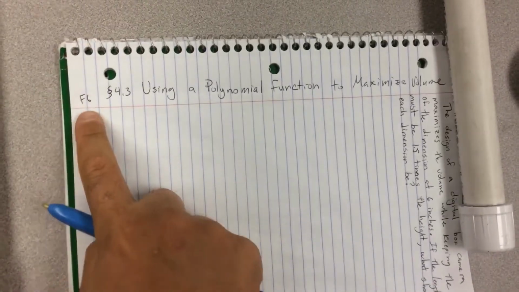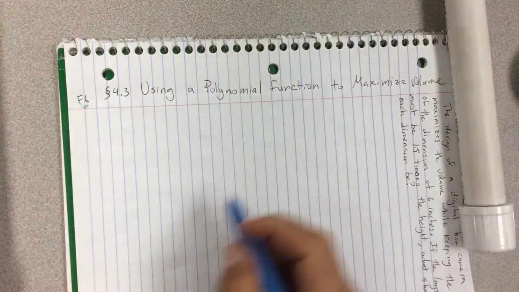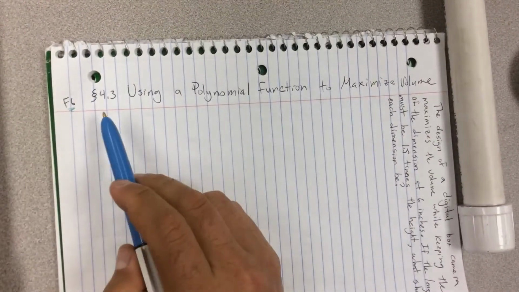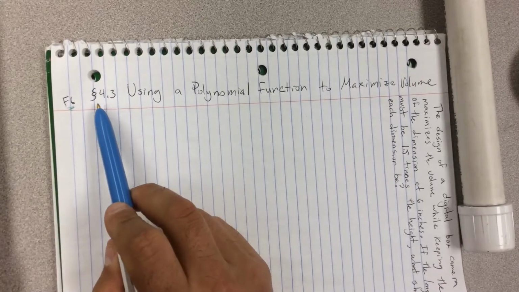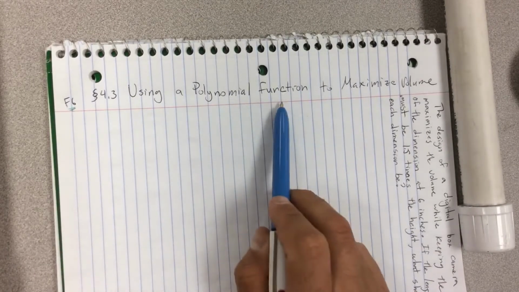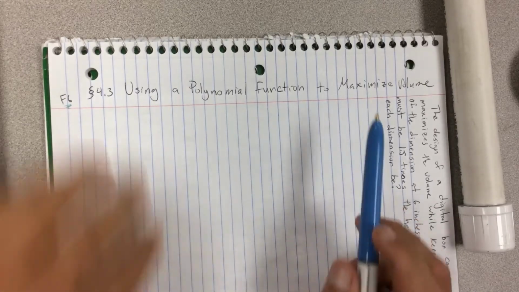This is foldable number 6, the dreaded number foldable 6. This is the super long one. Well, not really. I'm going to space it out so I don't have to do 2. This is for section 4.3, using a polynomial function to maximize volume.